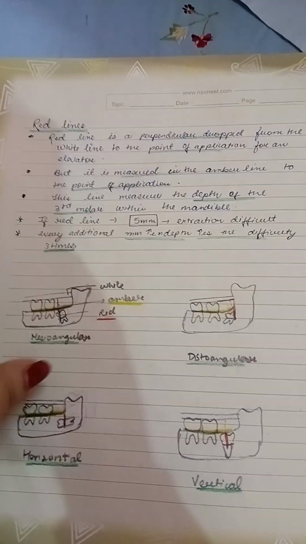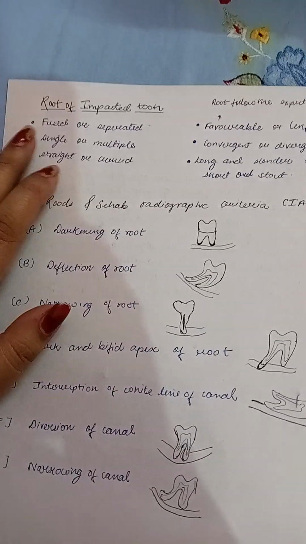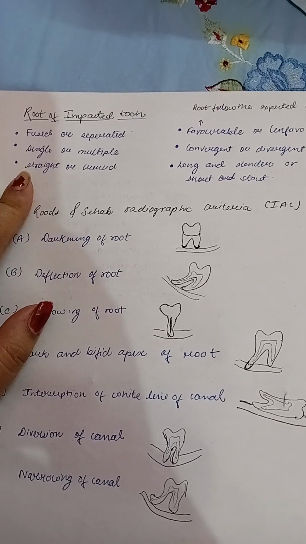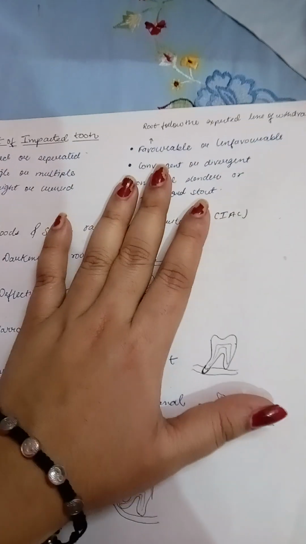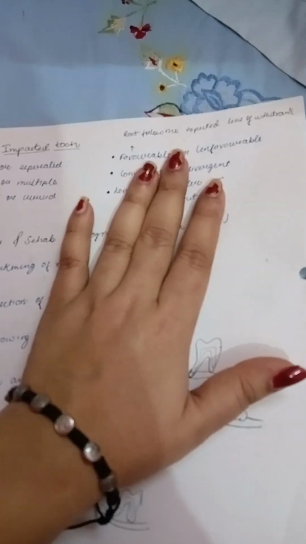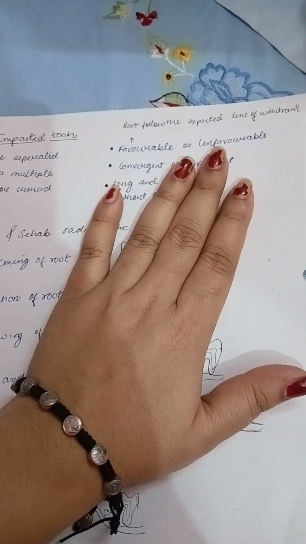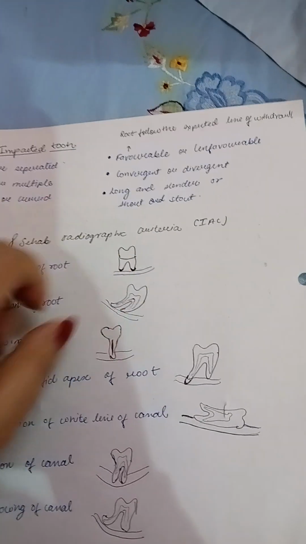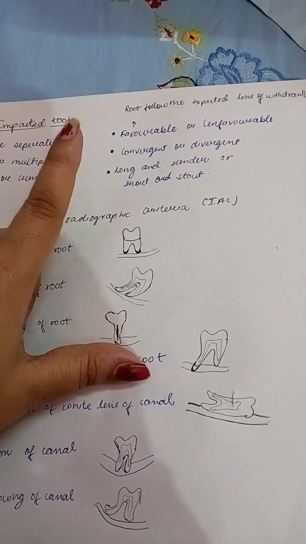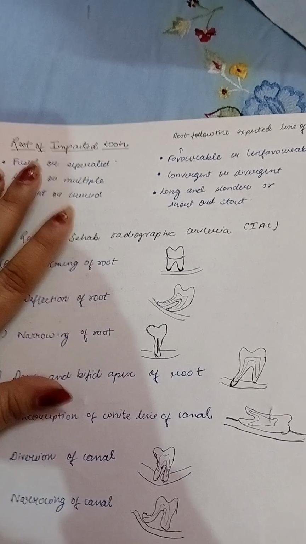Okay, now coming to the root part. The root of an impacted tooth can be fused or separated. It can be single or multiple. It can be straight or curved. It can be favorable or unfavorable. What does this mean? Favorable means the root follows the expected line of withdrawal, but in unfavorable, it opposes the expected line of withdrawal. Convergent or divergent. Long and slender or short and stout. Okay, these are how the root can be.